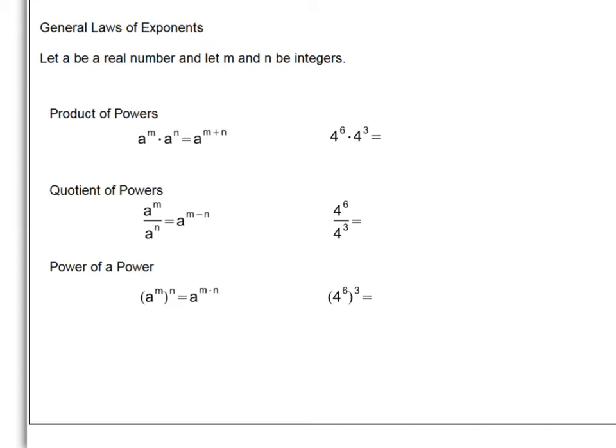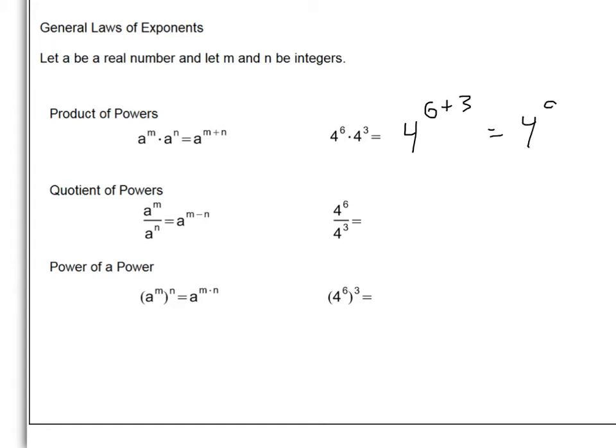For a product of powers, meaning multiplying two things together that have exponents, if the bases are the same, in this case both a, then I can add the exponents. And so what I do here is I have 4 to the 6th times 4 to the 3rd. I'm going to keep the base the same as 4, and I'm going to take my exponents and add them. 6 plus 3.